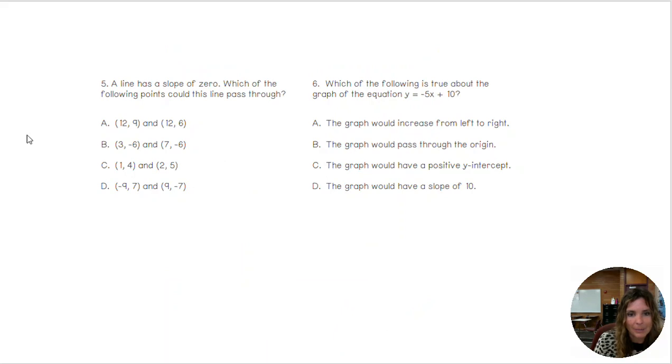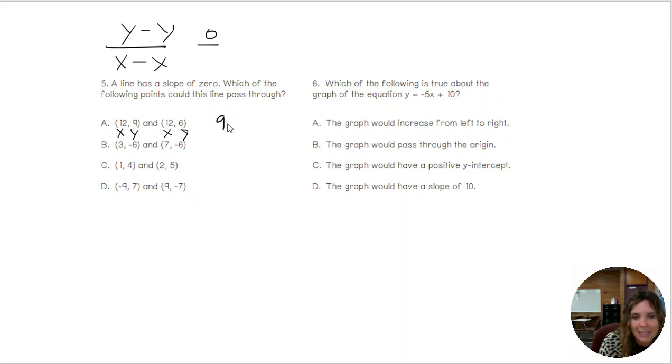Okay, next part. A line has a slope of 0. So that means when you do the y minus the y over the x minus the x, you're going to end up with 0 over something. Okay, so this is x, this is y, this is x, this is y. So 9 minus 6, well, that gives us a 3 on the top. So it can't be that one.